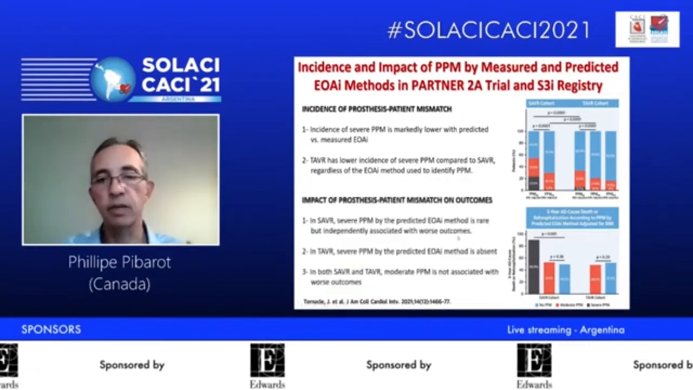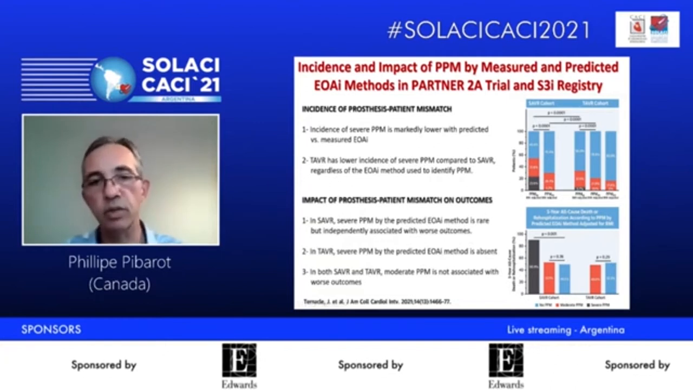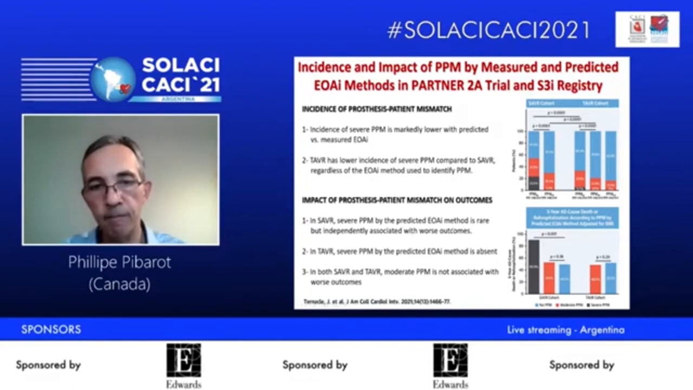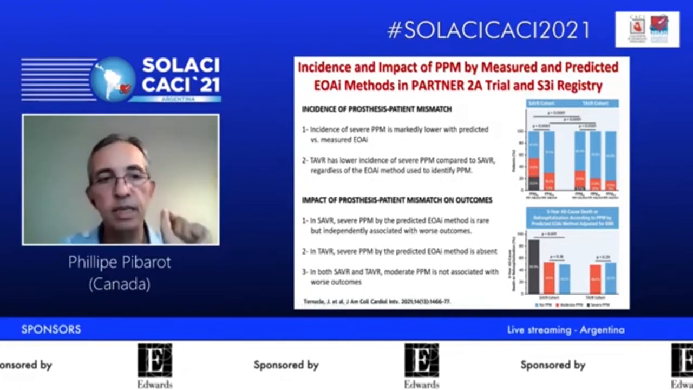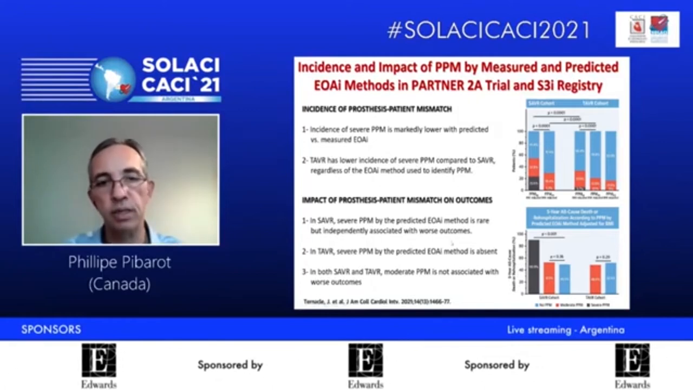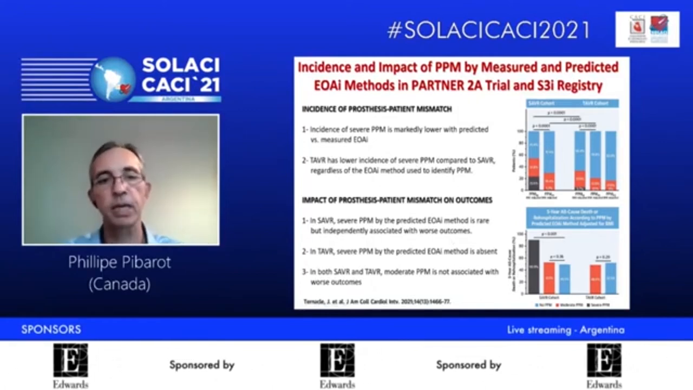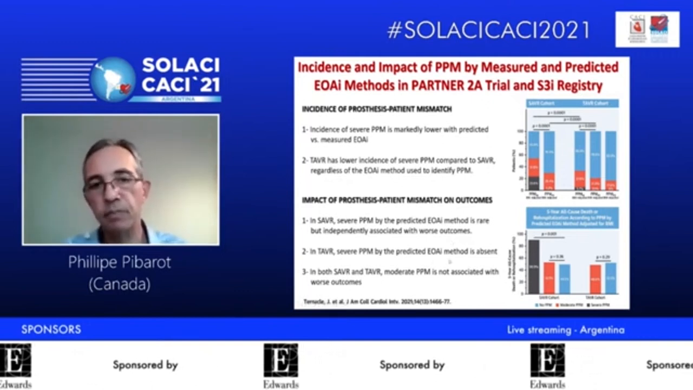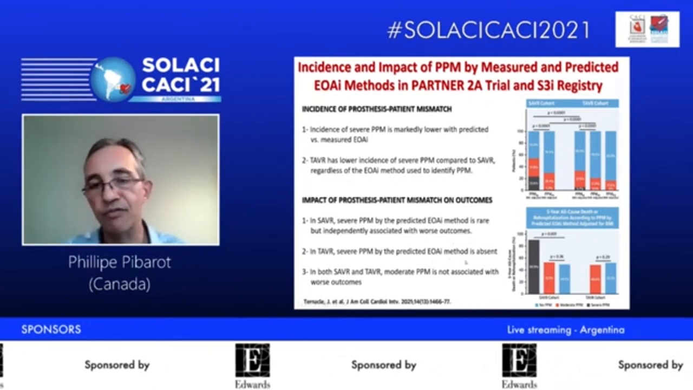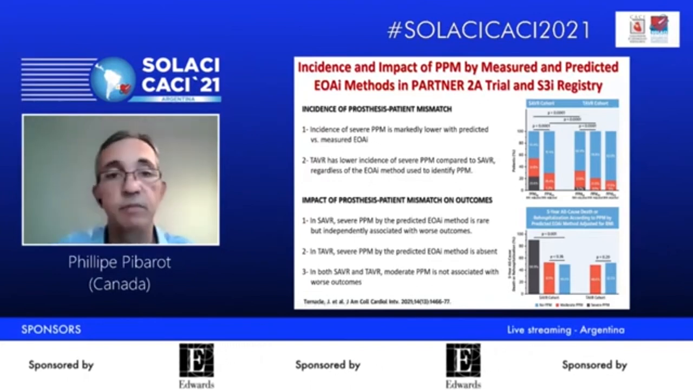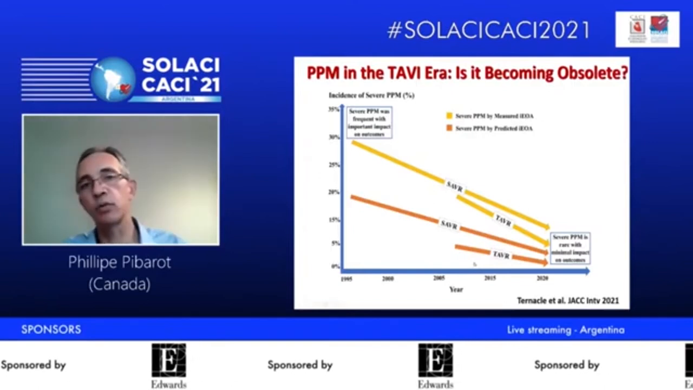Now, with regard to the impact on outcomes, in SAVR, severe mismatch by the predicted index theory method, which we believe is the most accurate, is rare, but is nonetheless independently associated with worse outcomes. So when it's true severe PPM, it has an impact on outcome. In TAVR, severe PPM by the predicted index theory was virtually absent, close to zero, and so, of course, no impact on outcomes.